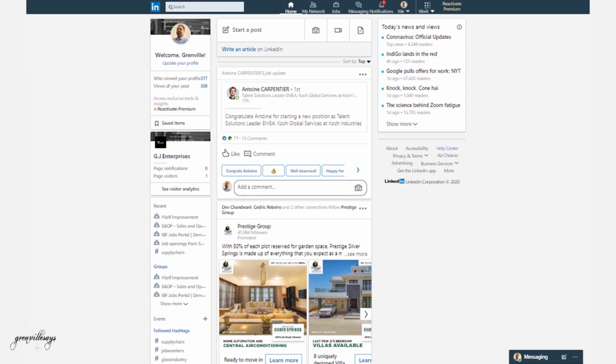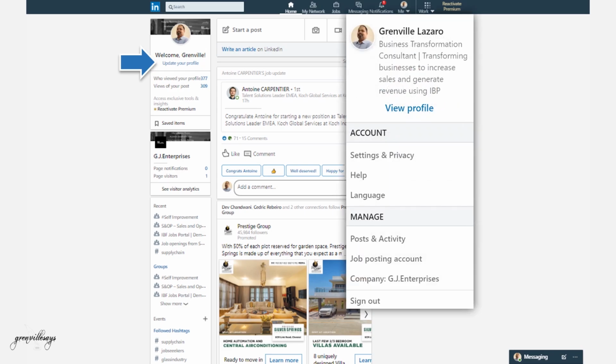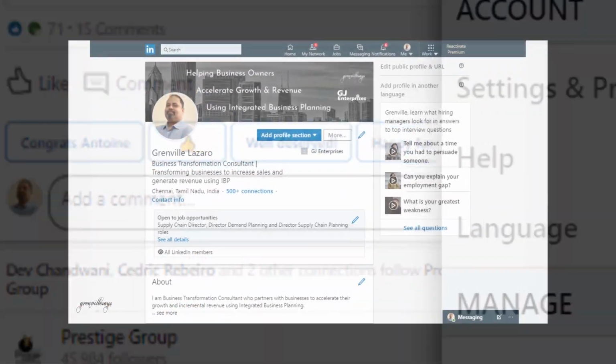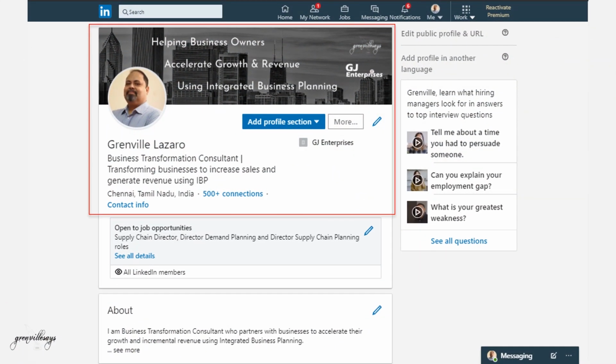You can update your profile from two locations in the summary page. One is from this box where it says update your profile. The other place would be in the Me menu, where you have an option saying view profile. When you go into the profile, this is the first section that you would see, the summary section. You can go into editing this using this icon.